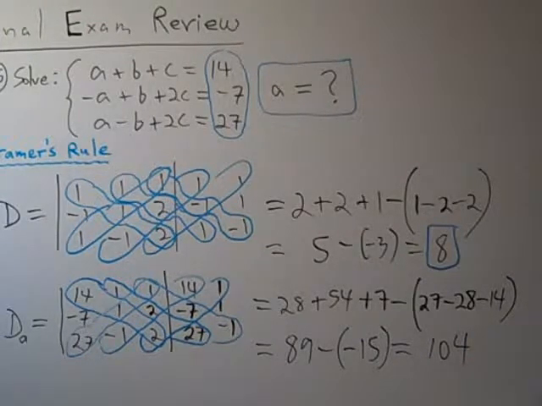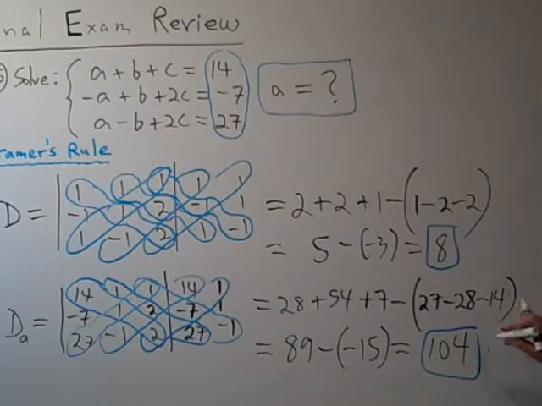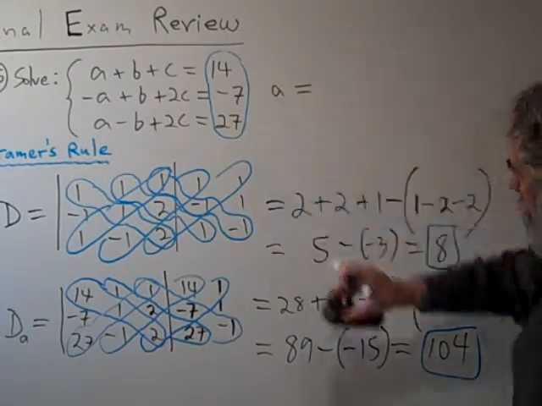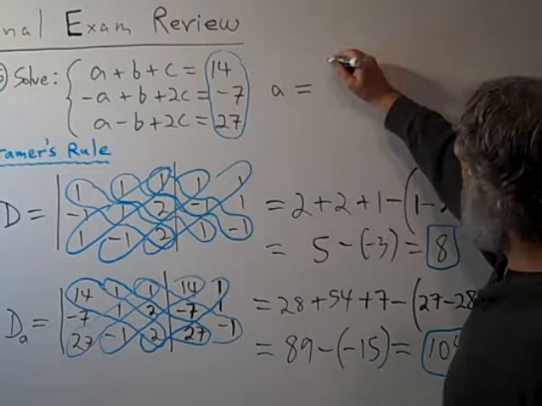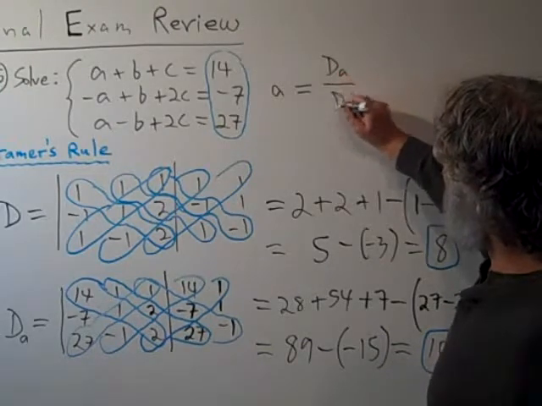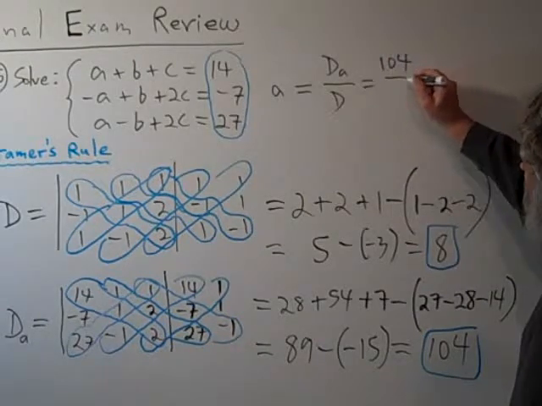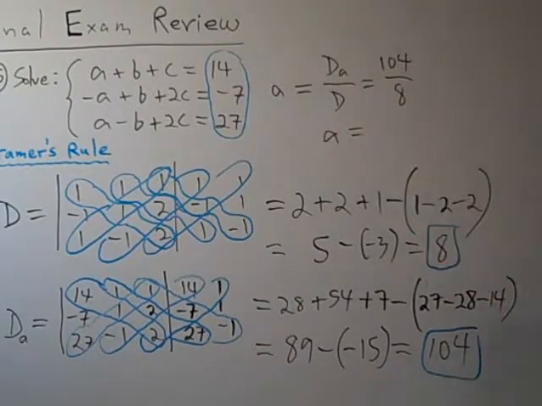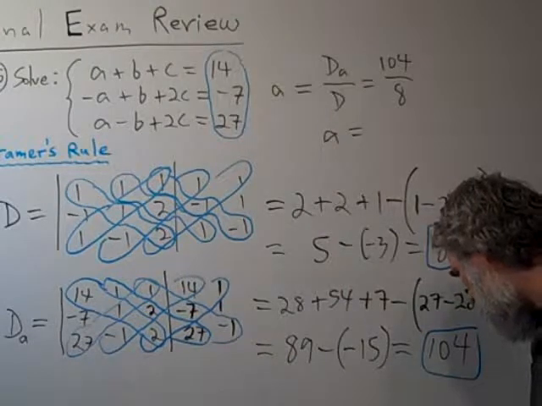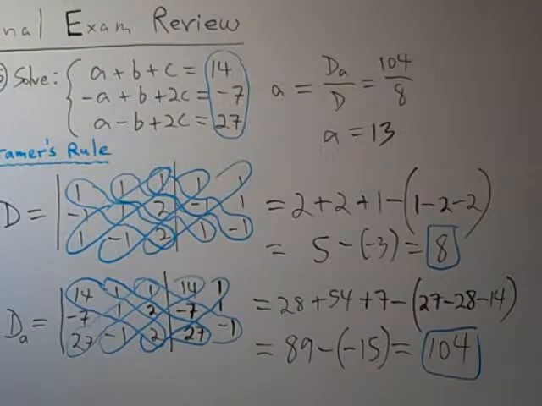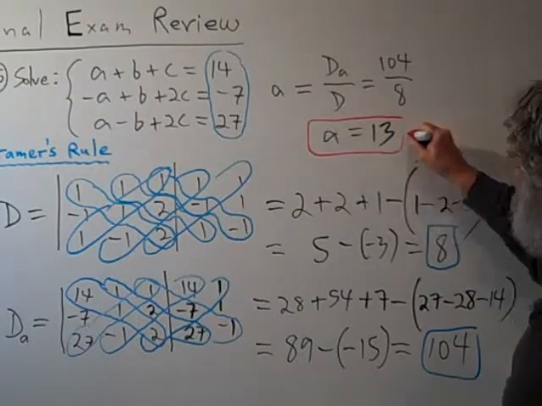So we've found now that D sub A is 104. We earlier found that D was 8. Now Cramer's rule tells us that A, the thing we're looking for here, is equal to D sub A divided by D, which we now know is going to be 104 divided by 8. And 104 divided by 8 is 13. So the solution to this system of linear equations, at least the A coordinate of the solution, is 13.